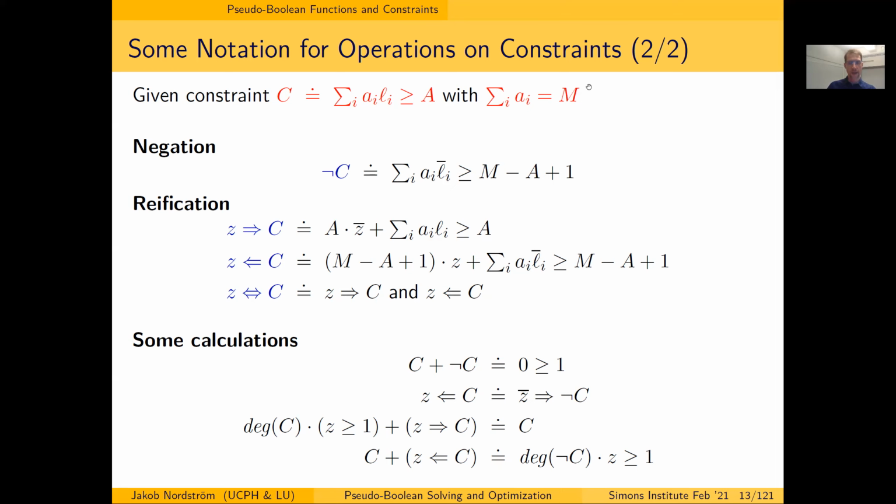And the way we can play with reified constraints is that if I have derived now that z is true, so z greater or equal 1, and I multiply it with the degree of the constraint C, and then add this to the constraint z implies C, then indeed I get C back. In a similar way, if I take the constraint saying that C implies z and I add the constraint C to it, then I get that z is true. In fact, I get that z times the degree of falsity of the negated constraint is 1, but clearly that implies that z is 1. Okay, I'm saying this just to play around with the constraints to make sure that we're on the same page.